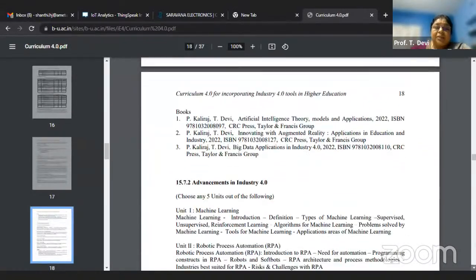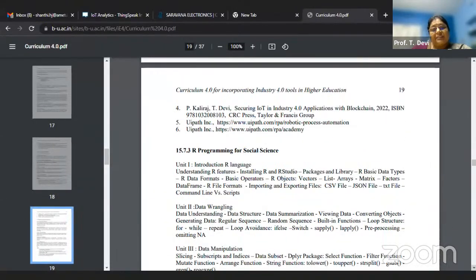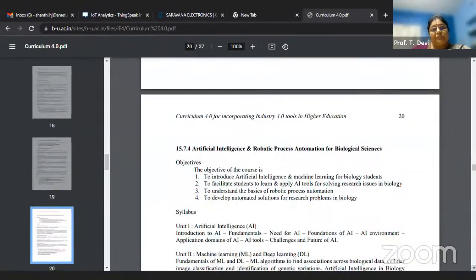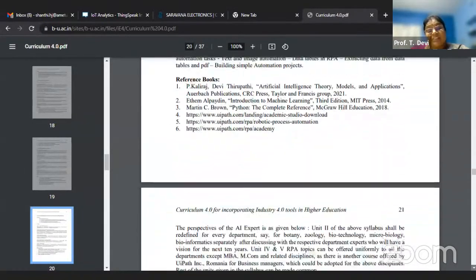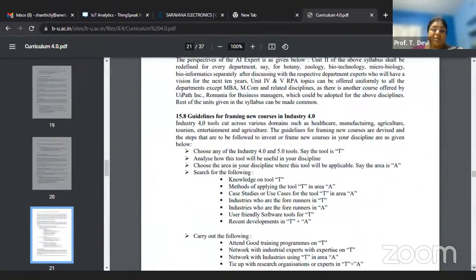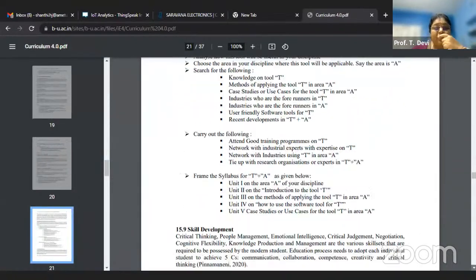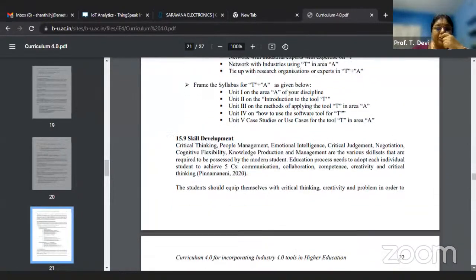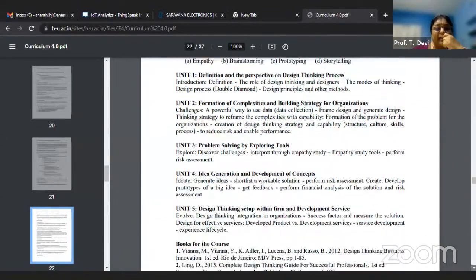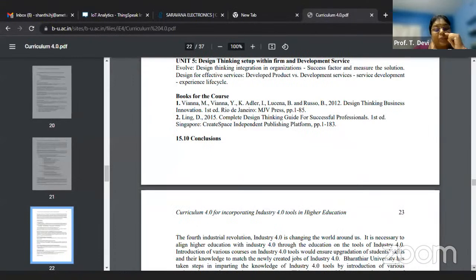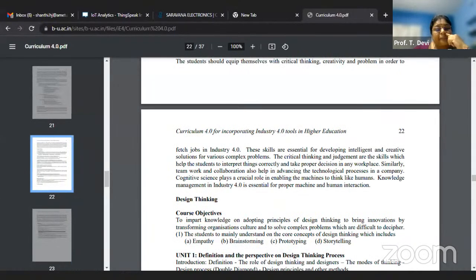The remaining 20 pages are detailed syllabus on various subjects, say R programming for social science, AI and robotic process automation for biological science. So it cuts across and gives general guidelines on how to frame new courses in Industry 4.0. On page 7 there is an annexure, and a design thinking course and a quantum computing course are also there. A small syllabus.